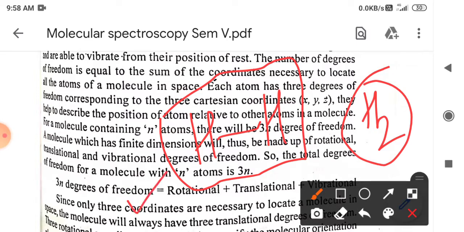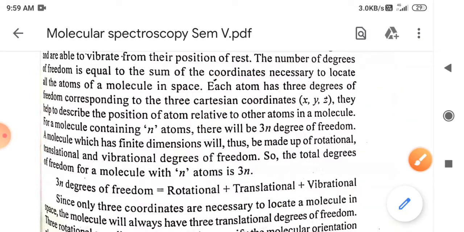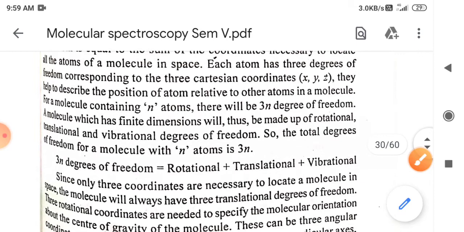But if we consider this H and H atom linked by a certain bond, and they have a certain bond vibration, and we want to describe the position of this molecule, H attached to another H, then we require three coordinates for this hydrogen atom, three coordinates for this hydrogen atom, and also three coordinates for the center of mass for the given bond. That will also be required in order to define the position.